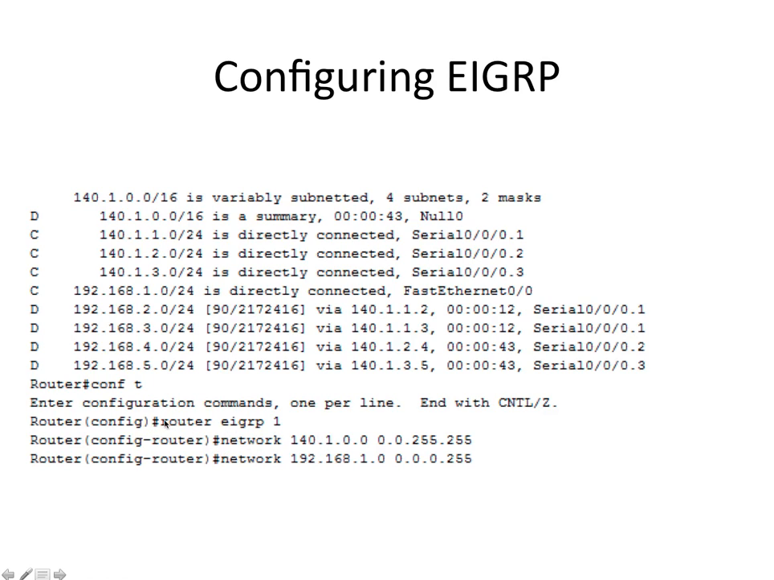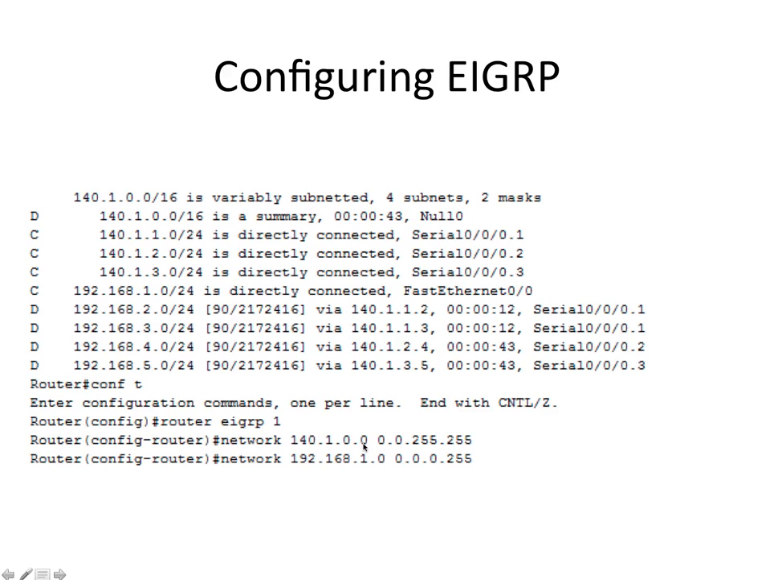Configuring EIGRP is similar to OSPF. Router EIGRP 1, we have to specify, I think they call it an AS number for EIGRP. Maybe it's a process ID, I can't remember. And then we need to do network statements. In this case, I had connected networks in the 140.1 network. I had 140.1.1, 140.1.2, 140.1.3. I represented all of those with this network 140.1.0.0 with this wildcard mask that said, okay, only worry about the first 2 octets.